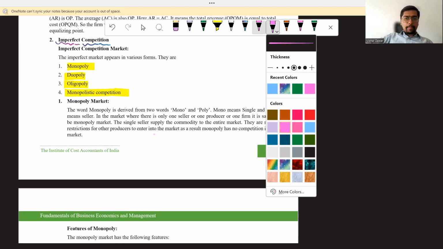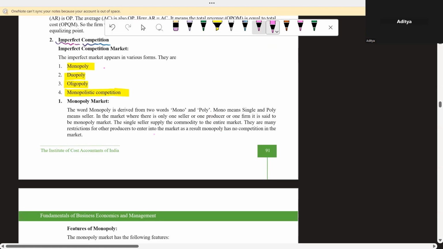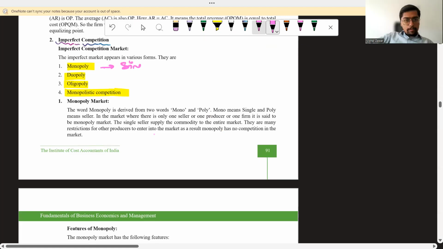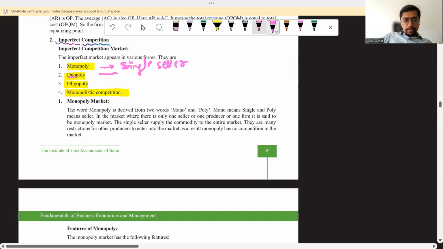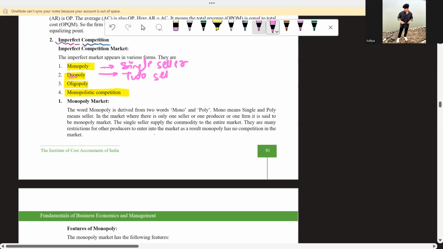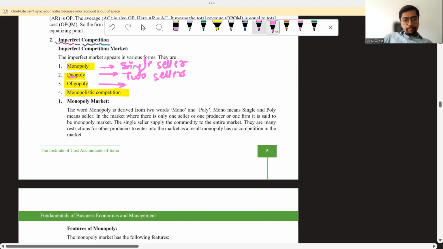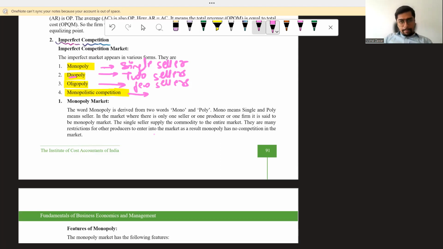You can try. Sir, monopoly is a single seller who has control over the whole market, and is a price maker. And duopoly is two sellers, duo means two sellers, which have control over the market. Correct. Oligopoly means few sellers. Very good. Monopolistic means many sellers. Correct? In monopolistic, there will be many sellers.